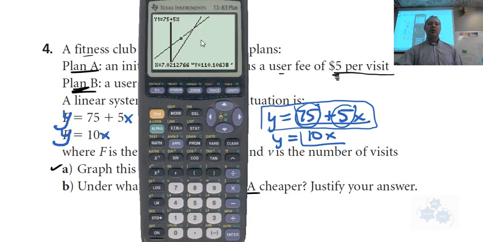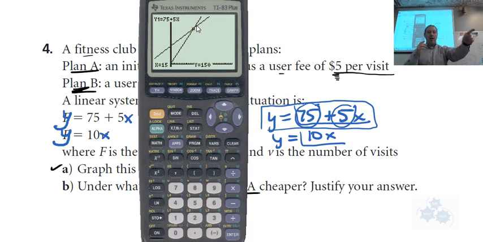So what do you suppose the intersection point would mean in this situation? What does that intersection point mean? There's two parts to every point, right? The x value would be the what? The number of visits, and the y value is the total amount of money, the fees that you have to pay. So the intersection point, it looks like this. What does that point represent? Could someone tell me?